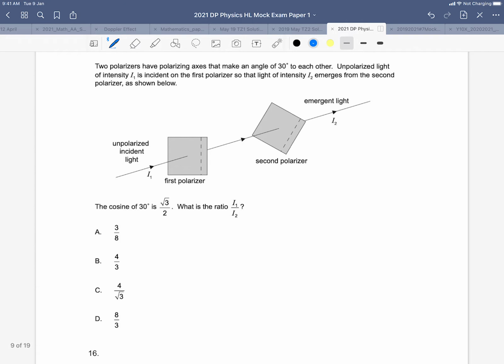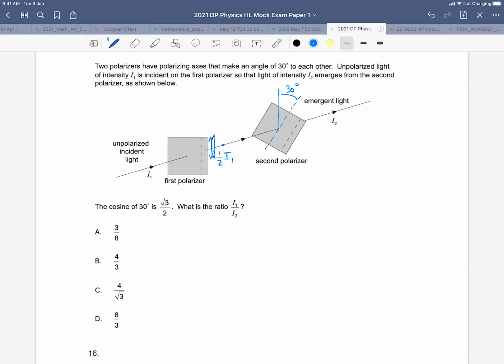Okay, polarizers at a 30-degree angle to each other. So over here, we have an angle of 30 degrees. We have unpolarized light passing through the first one. Now that means on the other side we have an intensity that is half the original. Remember that unpolarized light going through a polarizer has its intensity halved and it gets polarized, so now the light is going up and down along the axis of the first polarizer.